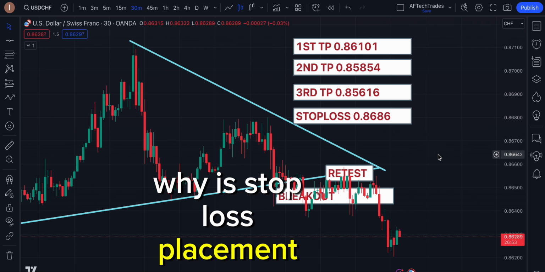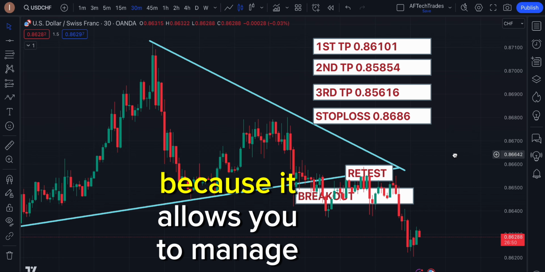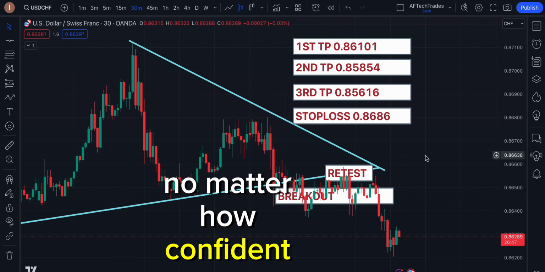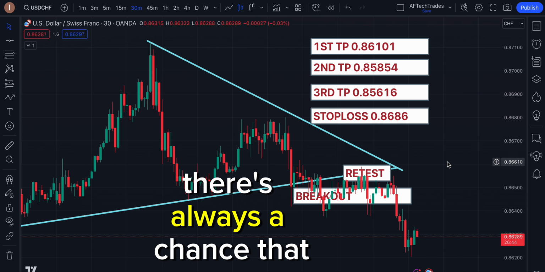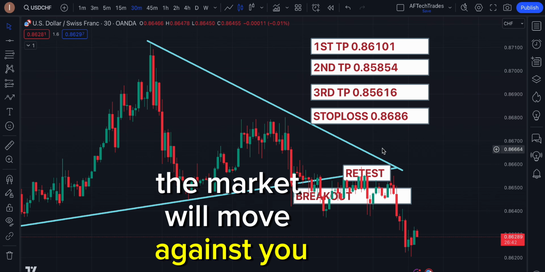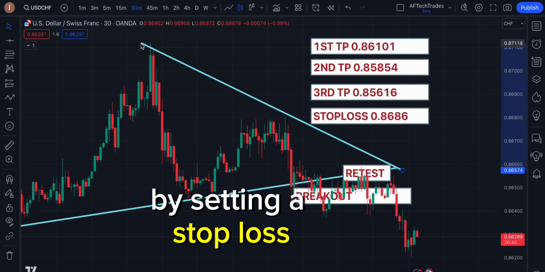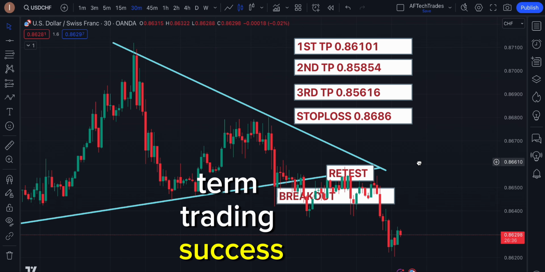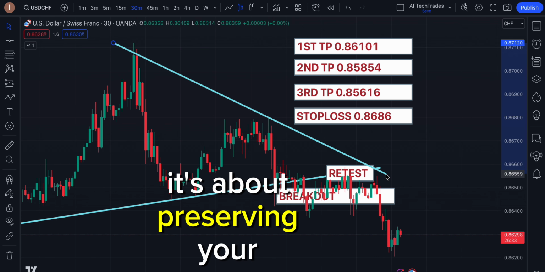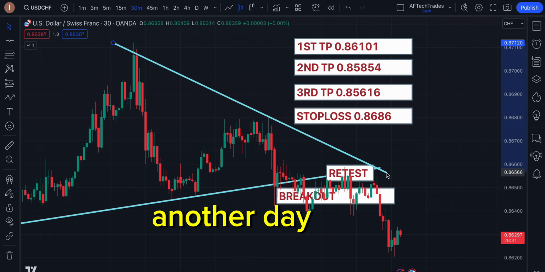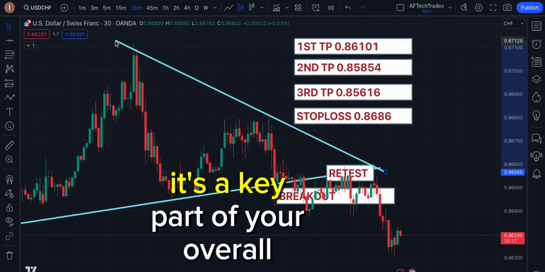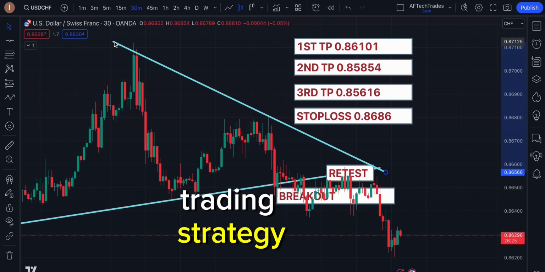Why is stop loss placement so important? Because it allows you to manage your risk effectively. No matter how confident you are in a trade, there's always a chance that the market will move against you. By setting a stop loss, you're defining your maximum loss upfront, which is essential for long-term trading success. It's about preserving your capital so you can live to trade another day. And remember, a stop loss isn't just a number, it's a key part of your overall trading strategy.